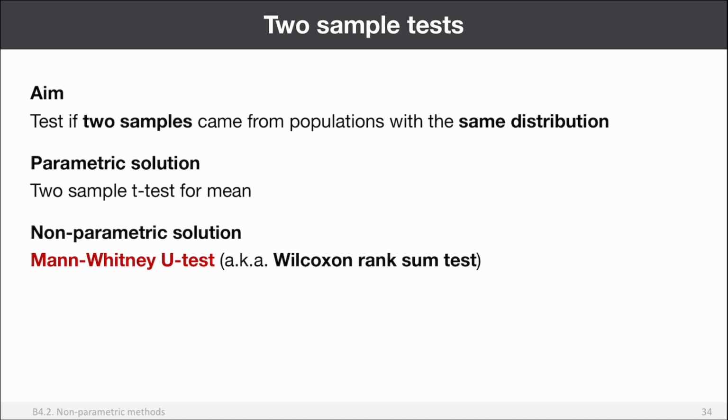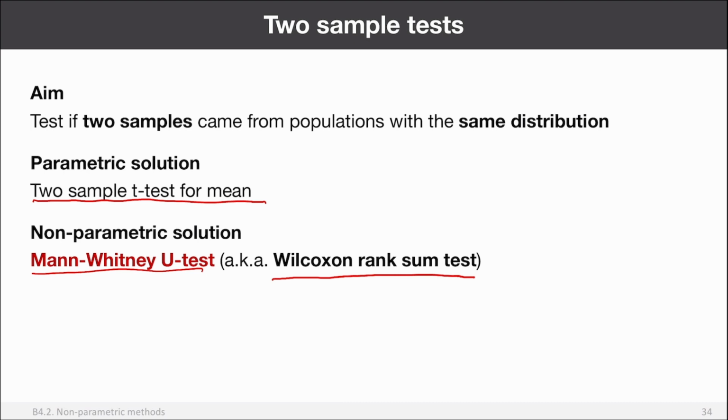The parametric solution in this case will be two sample t-test for the mean, and the non-parametric solution is called Mann-Whitney U-test. However, it has another name. It's called Wilcoxon rank sum test. So therefore, you will find out that in R, for example, it's called Wilcoxon test, not Mann-Whitney test. But they are the same.